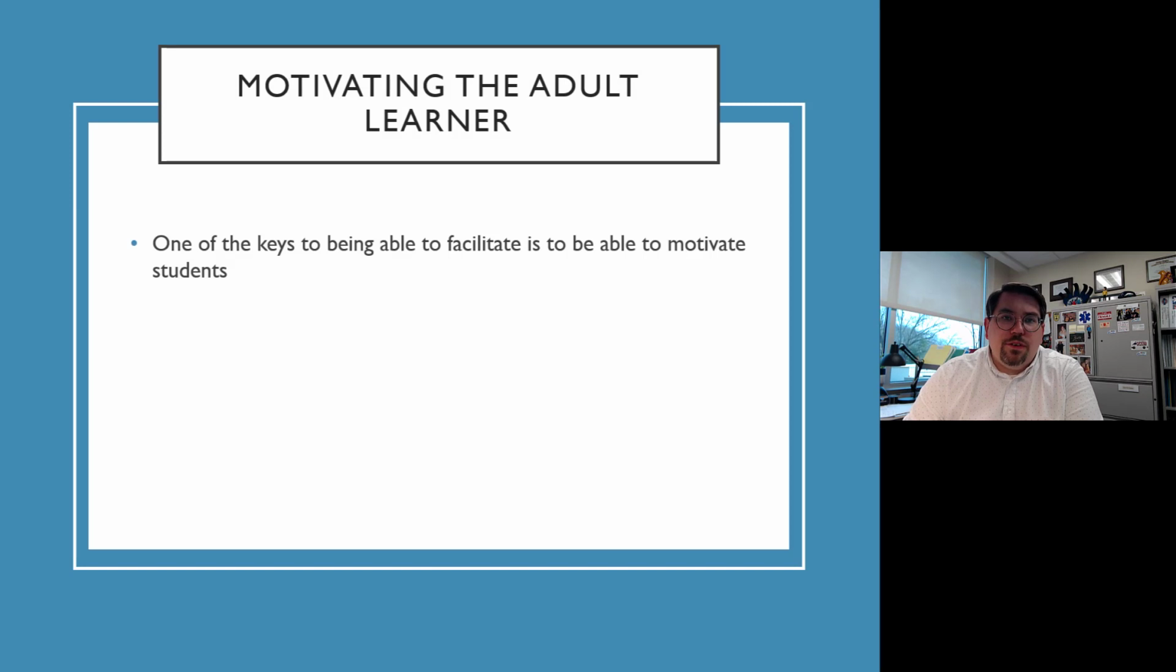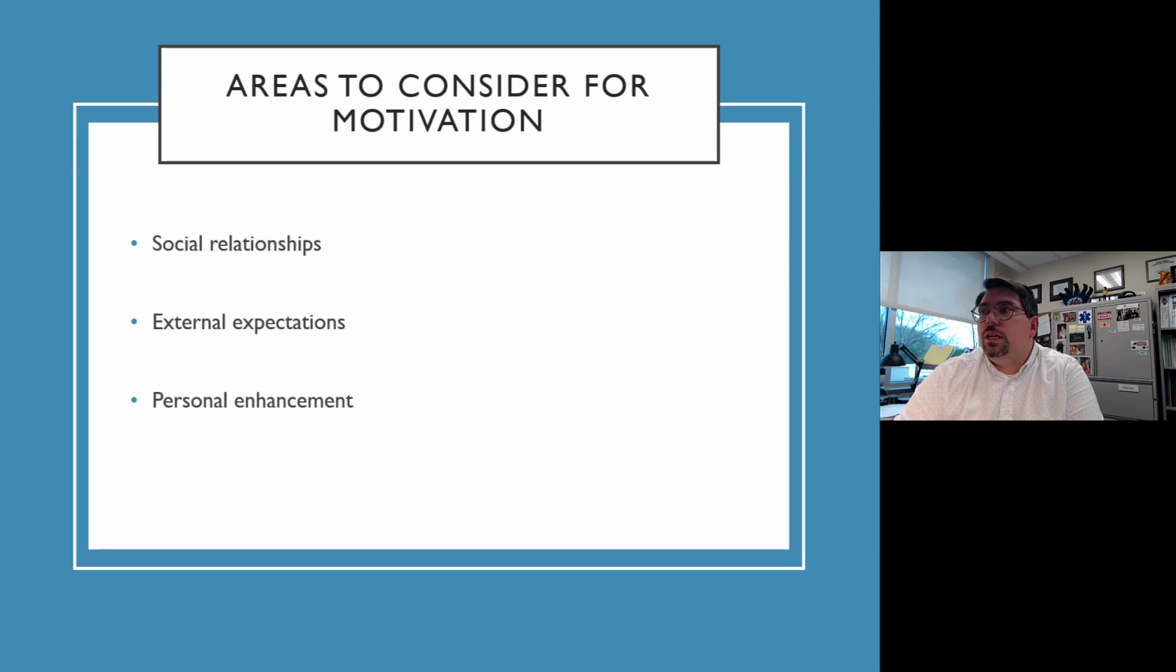Now, we talked about finding ways to motivate our students, right? We talk about intrinsic, those internal aspects. There's also extrinsic, the outside aspects as well. We know that one of the keys to being able to facilitate is finding ways that you can motivate your students. And you can't do it always through things like monetary values or extra credit or "I'll let you out of class early." Those aren't always going to bring any great reward. But there are some areas that we can consider for motivation. Here's a couple of those.